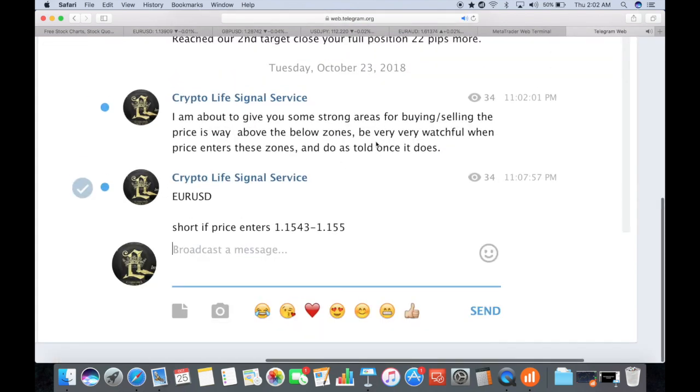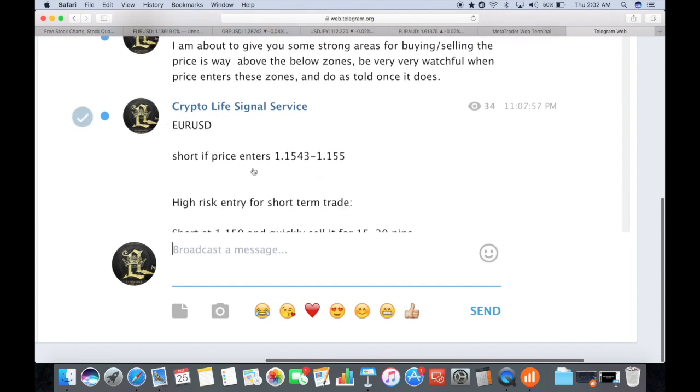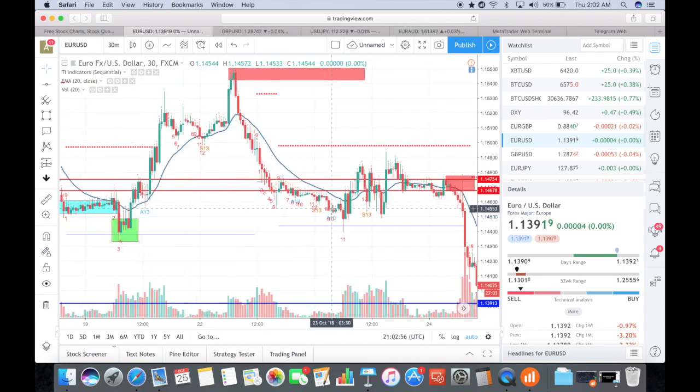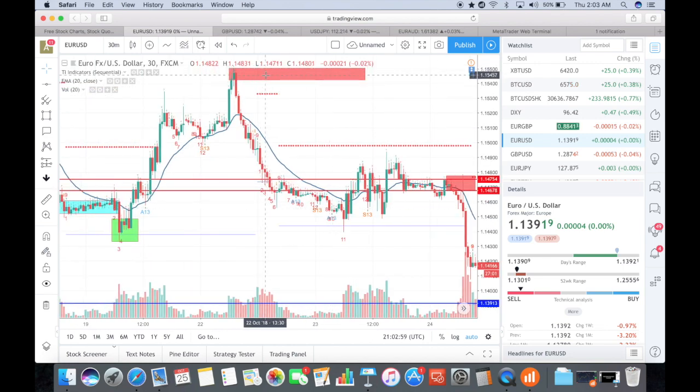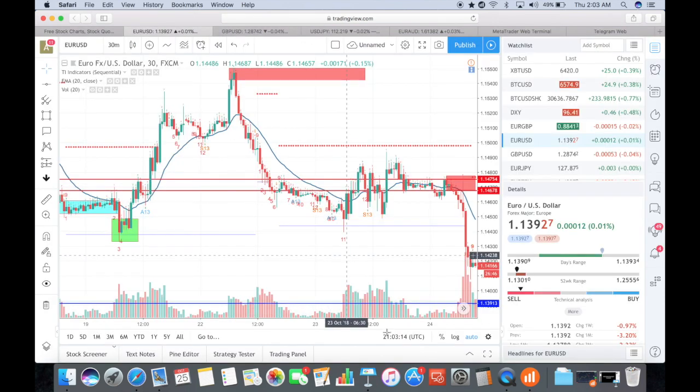So this is my premium service, and I gave out a signal for EURAUD. The price didn't enter into my zone, so I was targeting this area. The prices didn't enter at this zone, so that's why we didn't enter. Signals were given out at 11:07 p.m. We are at Pakistan Standard Time, 5 hours ahead of UTC.